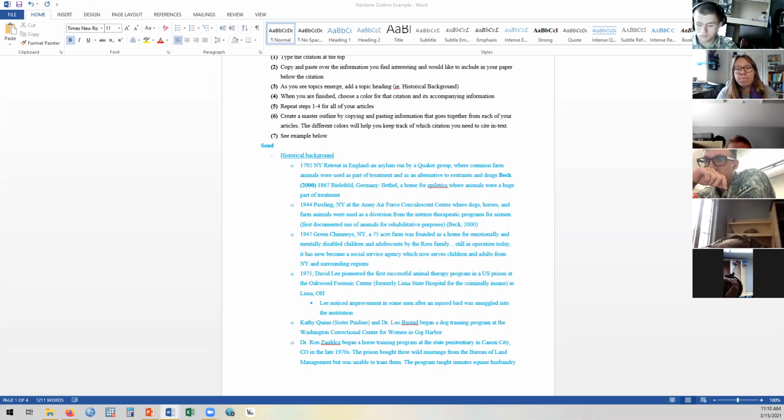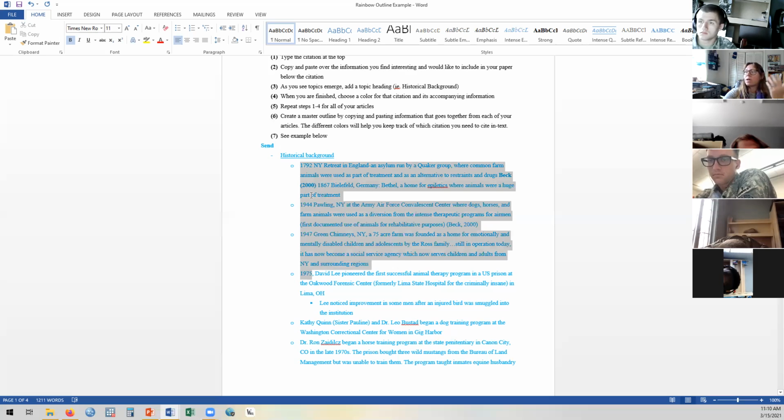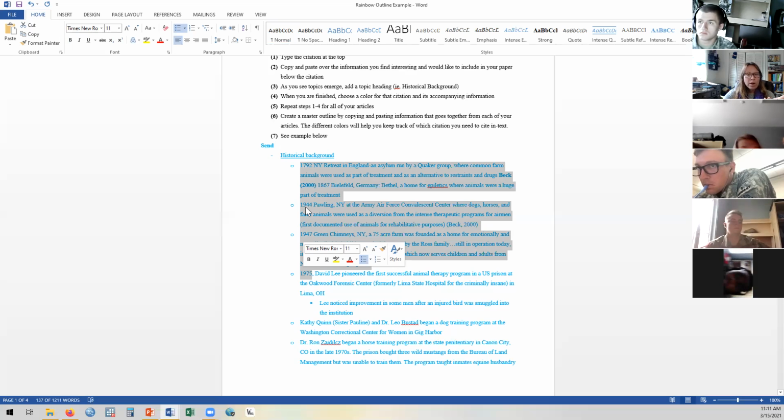Okay. All right. So as you're starting to read through it, if you realize that you're pulling a lot of information that could go under a specific subheading, like if you're pulling stuff that is all historical background, like you can see right here, 1792, 1944, 1975, all of that stuff was historical background of animal programs. So I just popped a heading on top of that.